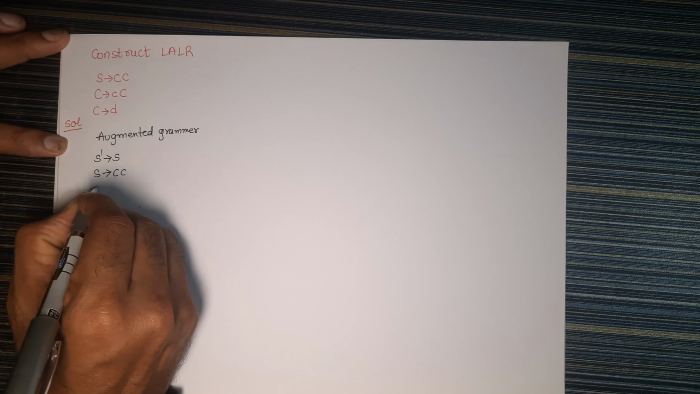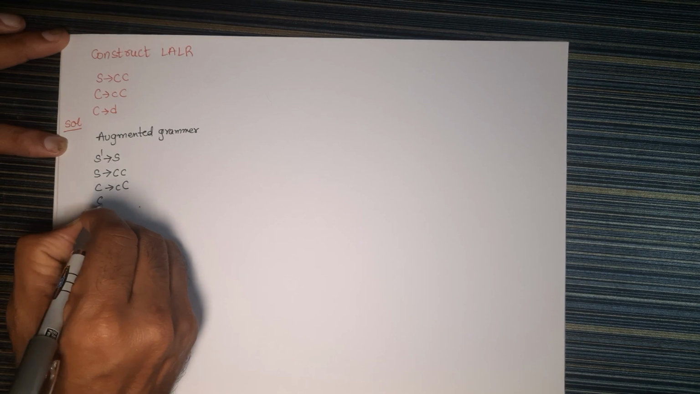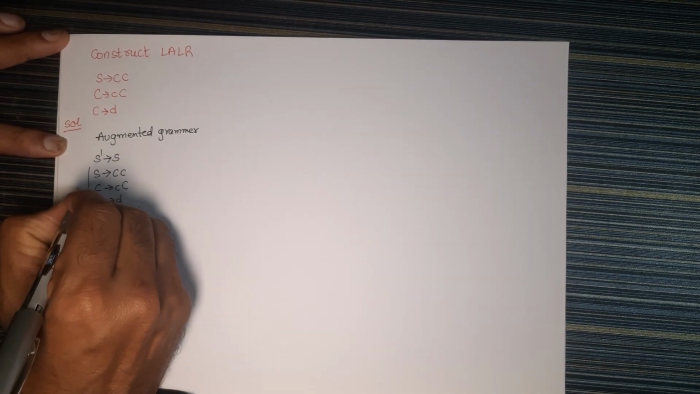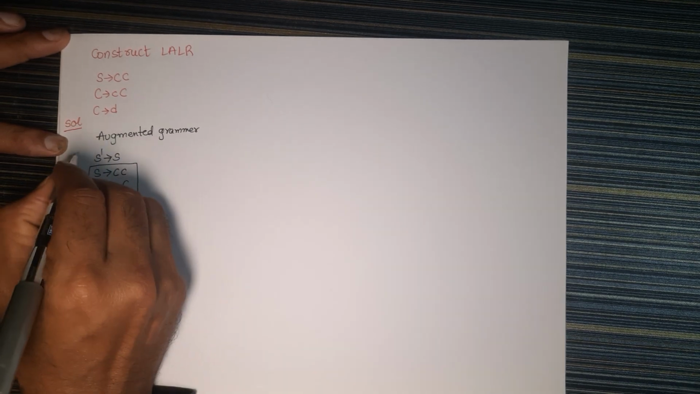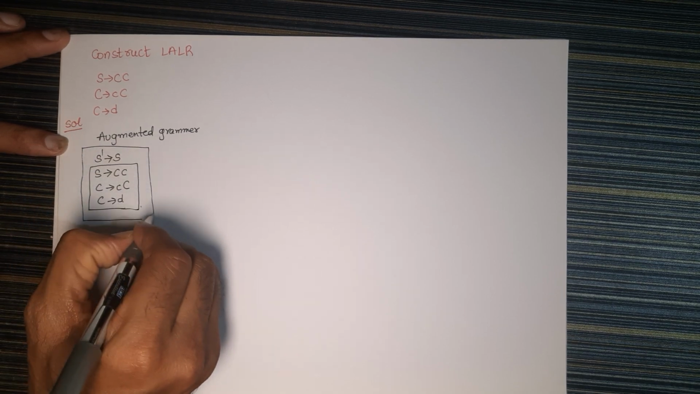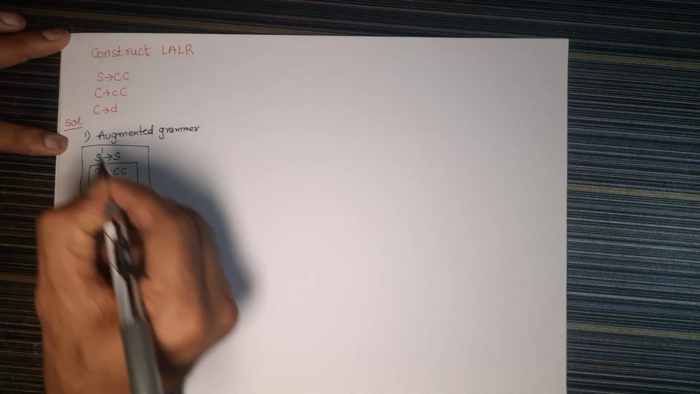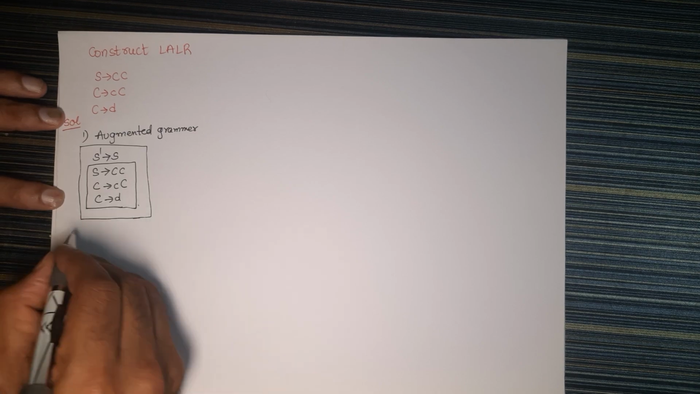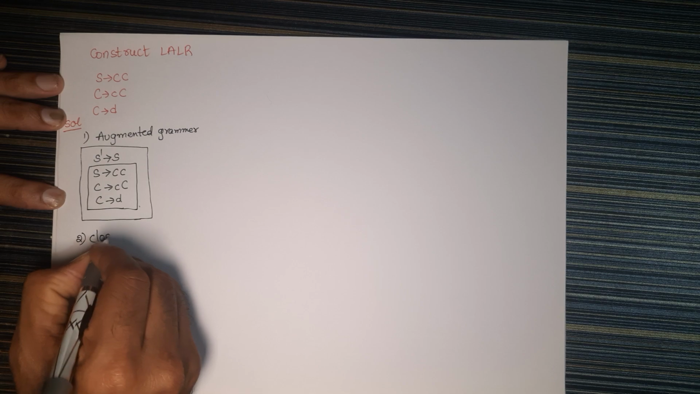So till now we have added only the augmented grammar. Now you see the given grammar, and this is the grammar with the augmented grammar. So in step 1 we added the augmented grammar, and in step 2 we are going to find the closure.